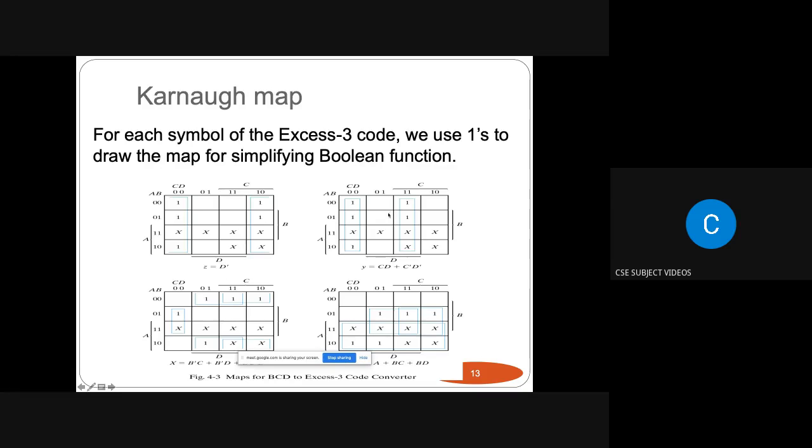And here also for this 2 quad possibility, all the row variables A, B will be 1, and here it is C dash D dash and this one is CD. And for this X we are having one quad here, another one quad, and this is another one pair.